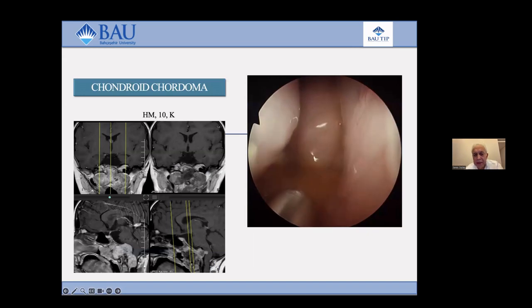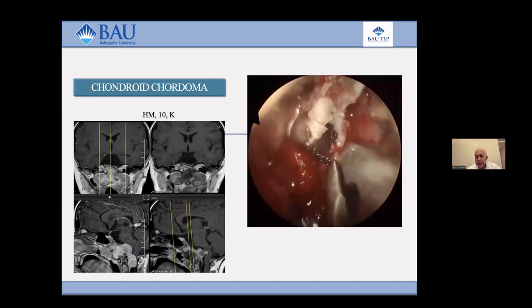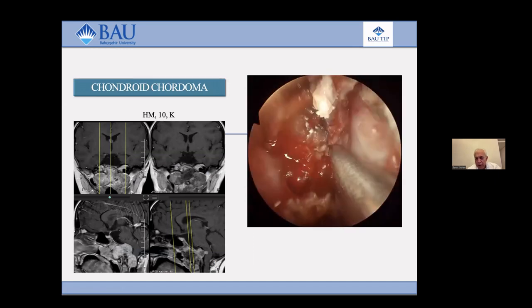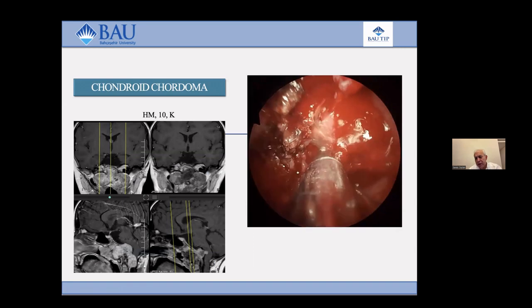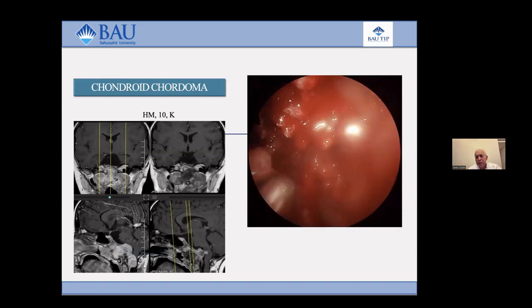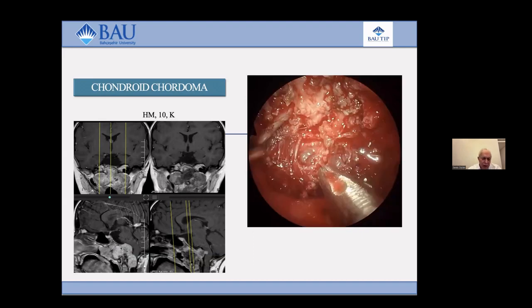Our first case is a 10-year-old girl. The tumor extended to and involved the choana. Firstly, we performed internal decompression. After internal decompression, the tumor capsule was dissected from the surrounding structures, and then we reached the lower clivus. You see the lower clivus. This tumor destroyed the lower clivus, but we removed the lower clivus to access the superiorly extending tumor, and then we reached the lower clival tumor.